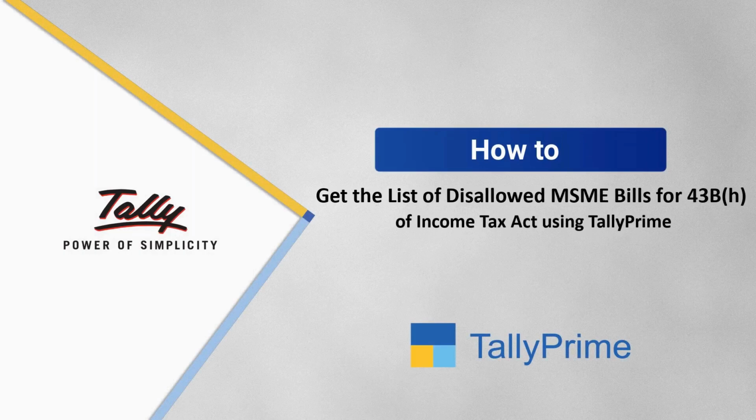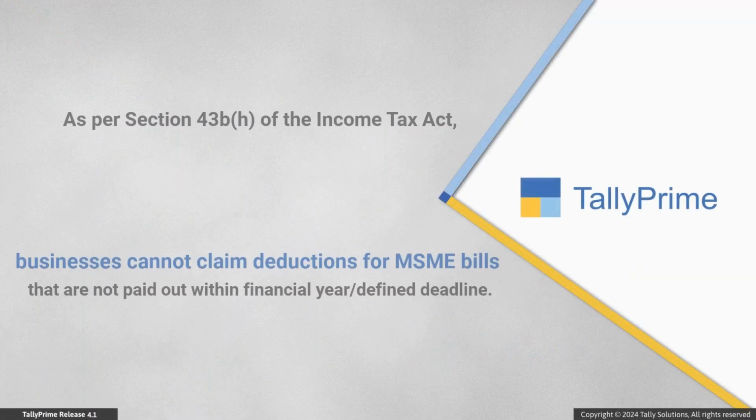In this video, we will find out how to view the overdue MSME bills for which you cannot claim deductions in income tax. As per Section 43B(h) of the Income Tax Act, businesses can claim deductions for MSME bills within the financial year if the payment is made within the defined deadline. Overdue amounts cannot be deducted from the total income as expenses.